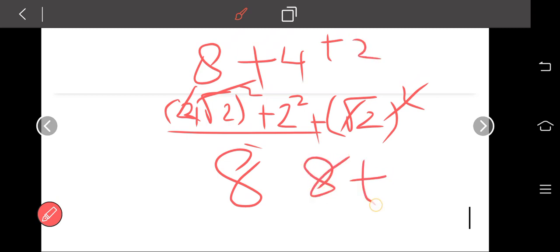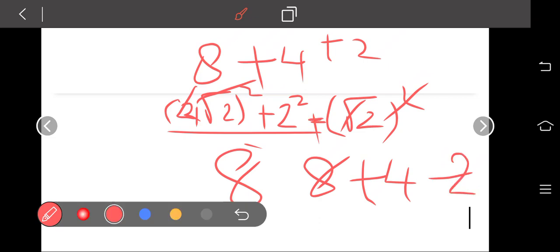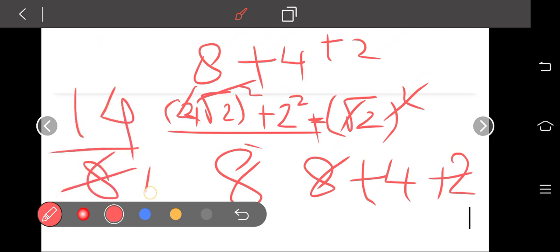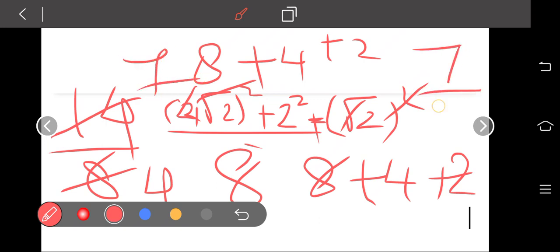So 8 plus 4 plus 2. What's the answer? 8 plus 4 minus 2, 8 plus 4 minus 2, it will be 2. So 8 plus 4 plus 2 is 14. So 14 upon 8. This goes 4 times into the table, this goes 7 times. So the answer is 7 by 4. So this is how you solve it.